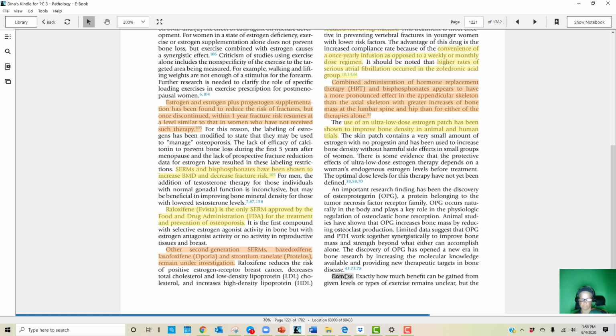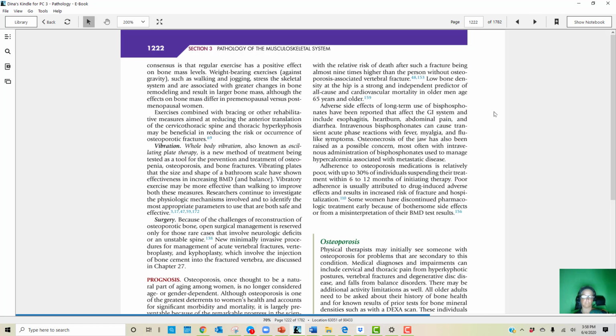Exercise. Exactly how much benefit can be gained from given levels or types of exercise remains unclear, but the consensus is that regular exercise has a positive effect on bone mass levels. Weight-bearing exercises, against gravity, such as walking and jogging, stress the skeletal system and are associated with greater changes in bone remodeling and result in larger bone mass, although the effects on bone mass differ in premenopausal versus postmenopausal women. Exercises combined with bracing or other rehabilitative measures aimed at reducing the anterior translation of the cervicothoracic spine and thoracic hyperkyphosis may be beneficial in reducing the risk or occurrence of osteoporotic fractures.